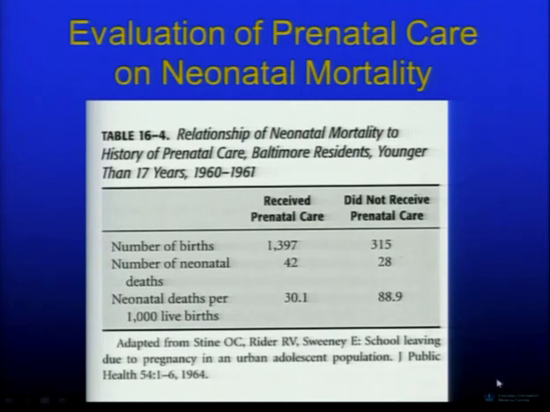So this is looking at prenatal care on neonatal mortality. These people received prenatal care, and these people did not receive prenatal care. This is the number of births, and this is the number of neonatal deaths, but you can't just look at the number of deaths because there was a hugely different number of births. So if you look at the neonatal deaths per 1,000 live births, you can see that in those that received prenatal care, it was down to 30.1, whereas those that did not receive prenatal care, it was 88.9.